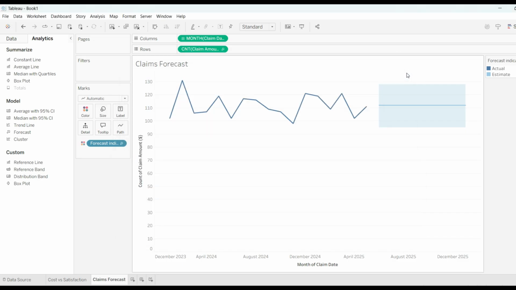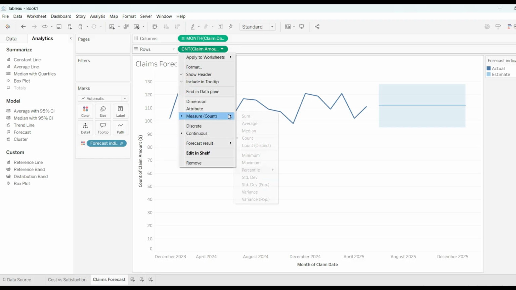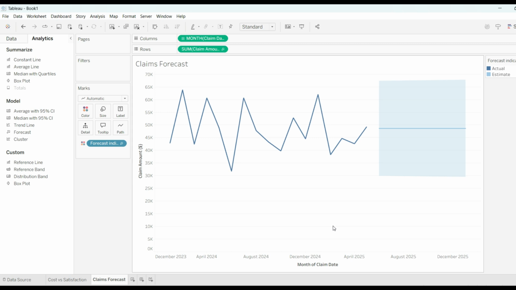So let's take this off right here. We're going to change the row from count back to sum. Okay. All right.